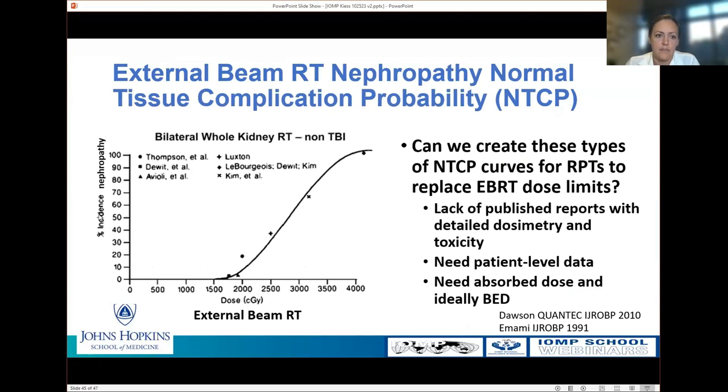So we're hoping to create these types of curves. For example, this is an external beam radiation curve of the percent incidence of kidney toxicity compared to dose of external beam radiotherapy. And we are looking to create these types of curves specifically for radiopharmaceutical therapies, but need patient level data and absorbed dose, and ideally biologically effective dose.